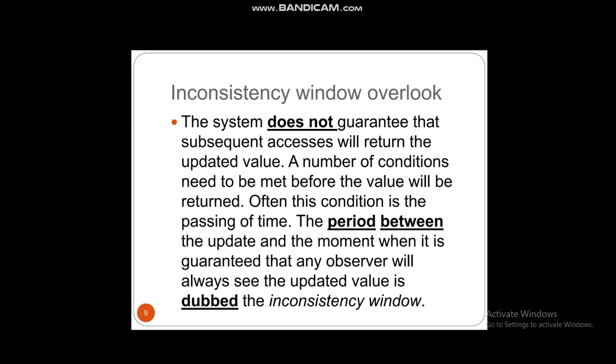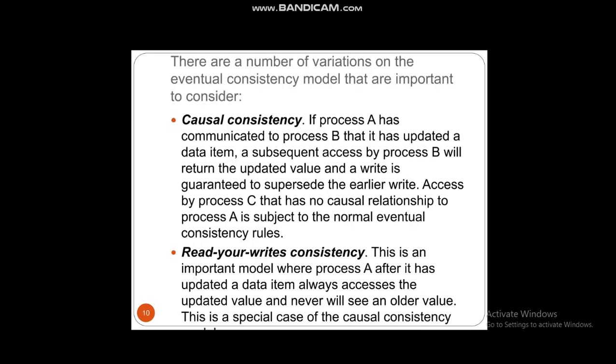Inconsistency window. The system does not guarantee that subsequent accesses will return the updated value. A number of conditions need to be met before the value will be returned. Often this condition is the passing of time. The period between the update and the moment when it is guaranteed that any observer will always see the updated value is dubbed the inconsistency window.